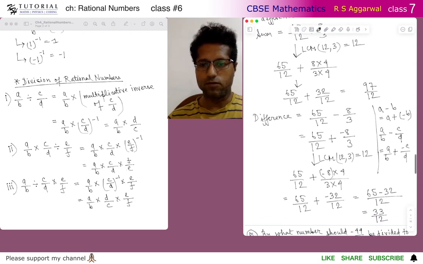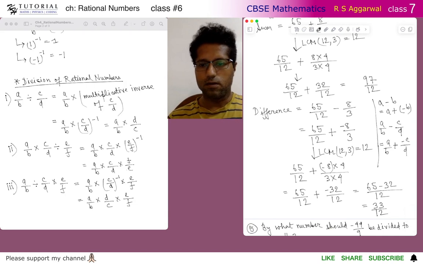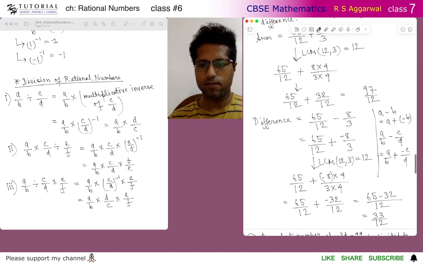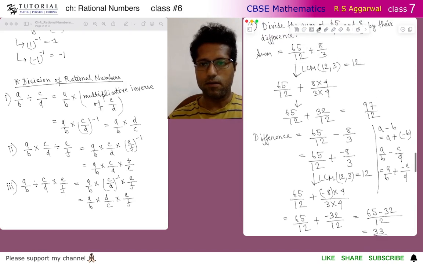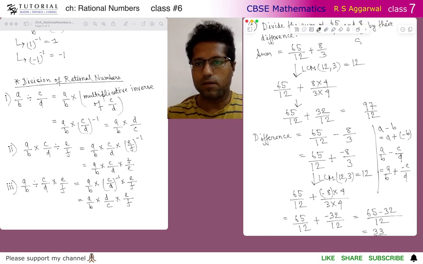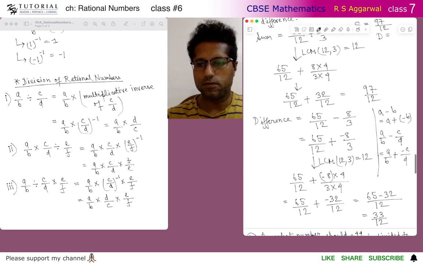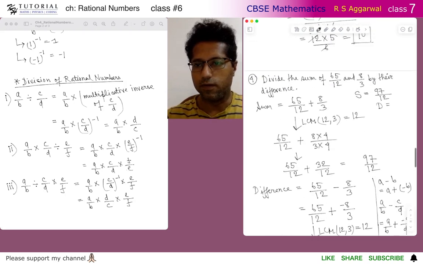Okay, so I have no space left. I have to rub it. So please take a screenshot, because I have to rub it. I am just writing it down. The sum is 97 by 12, and the difference is 33 by 12.